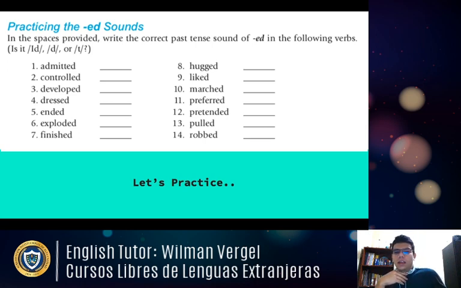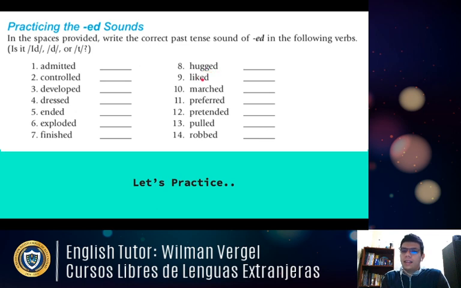In number 5, end, and then it ends in D sound, so we have to pronounce it ended, because remember the rule to pronounce it this way is when the verb ends in D or in T sound, as in the verb ended. Number 6, exploded. Finish, voiceless consonant sound, so we say finished. Hug, g, g, g. This sound is voiced, so we say hugged.